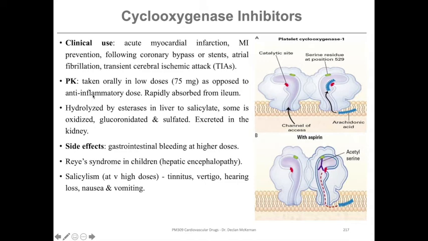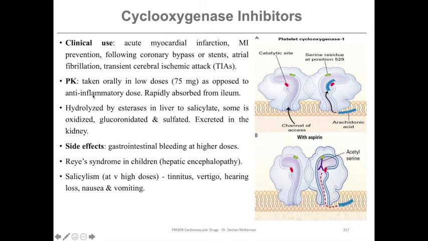They're rapidly absorbed from the ileum, and they are hydrolyzed by esterases in the liver to salicylate, some of which is oxidized, some of which is glucuronidated or sulfated. They tend to be excreted in the kidney.